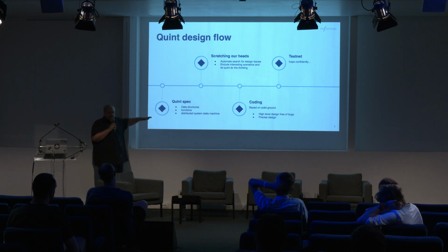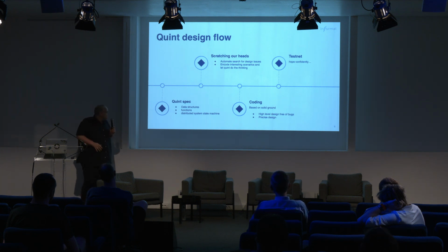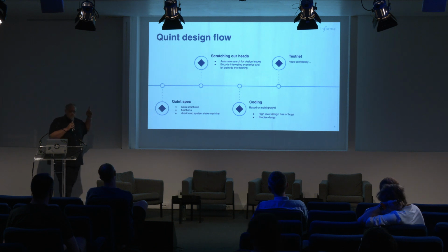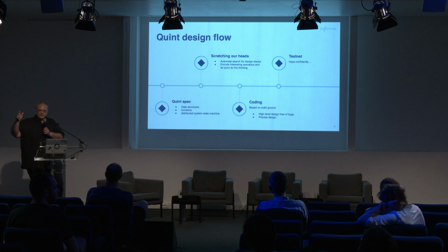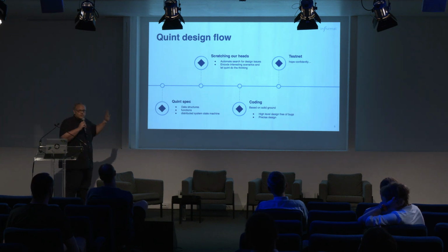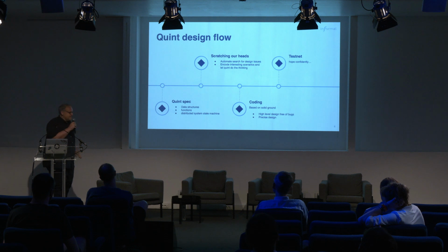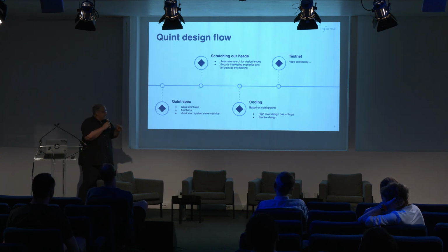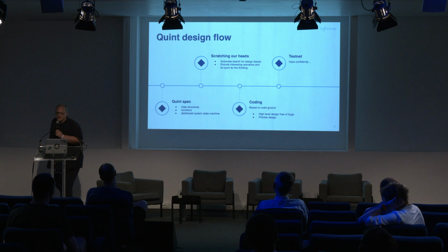But then we already move into the realm of distributed systems. So we can define state machines of distributed systems. And then, instead of scratching our heads, we are actually letting the tool do a lot of the analysis for us. So we automate the search for design issues. Instead of drawing executions on the board, we can actually encode these interesting scenarios, and Quint is doing the thinking for us. And the result is that down the line, we work with much higher confidence in the later stages.